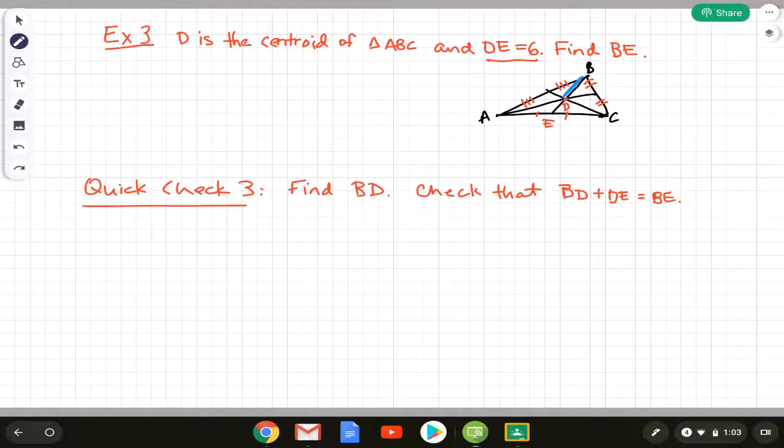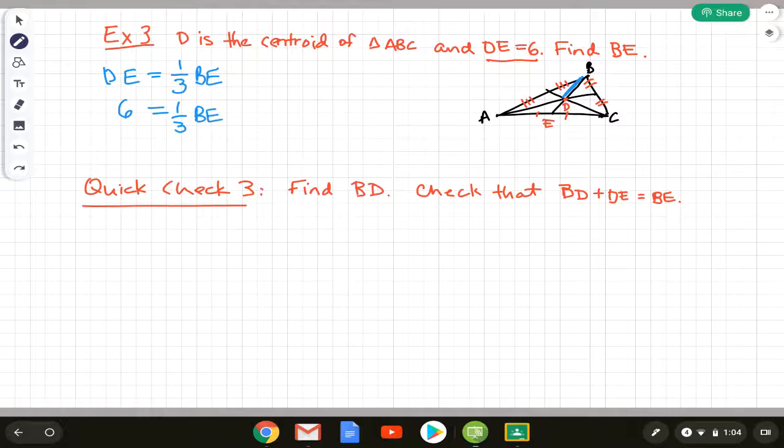Okay, so BE would be 1/3 of the whole line, and we know that DE is 2/3 of the whole line. So let's find the whole line. If DE is 1/3 of the whole line, because it was the smaller piece, then we know that DE is 6. So 6 has to be 1/3 of the whole length BE.